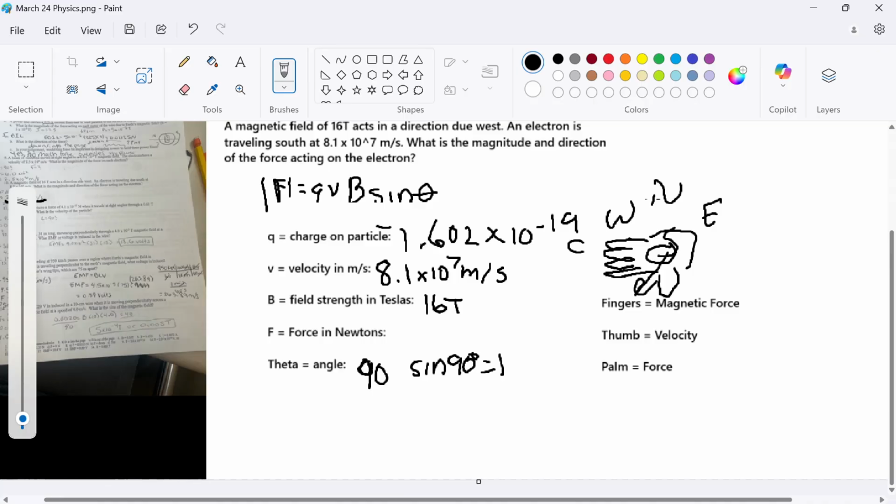If I was using the right hand, my thumb would be going down, fingers west to the left, and the back of my hand would be facing upward because it's an electron, so I'd use the back of my hand on the right hand. And so it's upward or out of the page. I'll just say up. Well, I guess I'll put out of the page. Out of page would be the direction of the force.